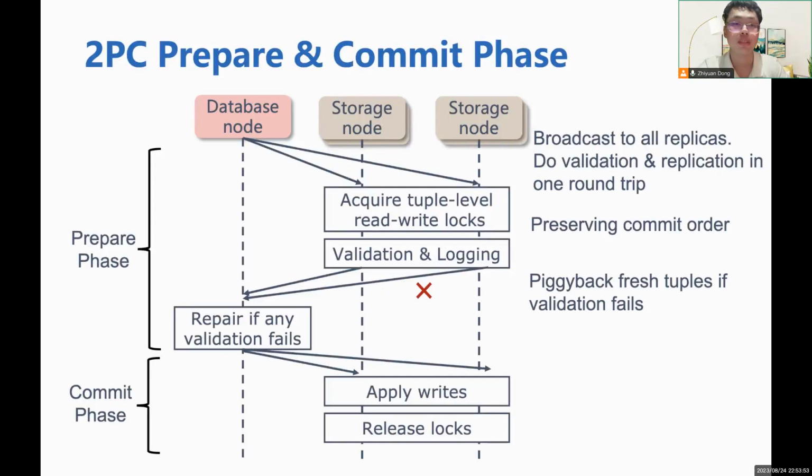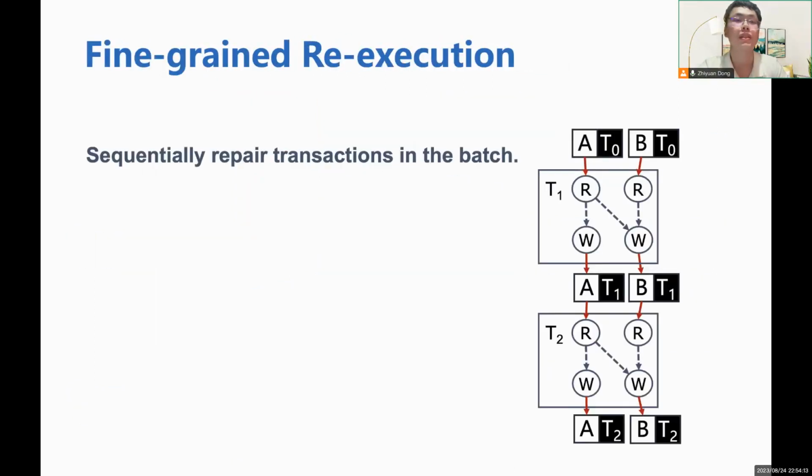In the case where validation fails, the database node needs to repair. Storage nodes include the fresh tuples in their responses, ensuring repair is based on up-to-date tuples. After repair, the delta of the write set is piggybacked in the commit messages, ensuring the storage nodes are aware of the changes. To repair a batch, the database nodes sequentially execute transactions within the current batch, following the total order in which they were merged.